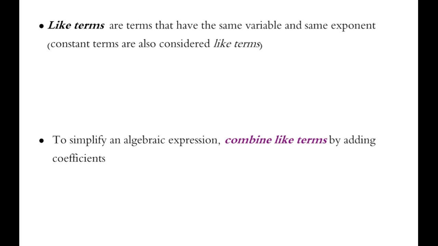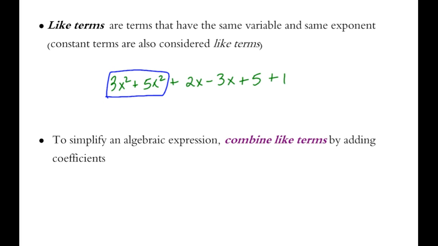Like terms, which I sort of just introduced on the previous slide, are terms that have the same variable and the same exponent, or constant terms would also be considered like terms. So if you have 3x squared, 5x squared, plus 2x minus 3x, plus 5 plus 1, these are like terms because they have both x to the second power. These are like terms because they have both just x. And, of course, these are like terms because they're both constants, and 5 plus 1 is just 6. So you should be able to visualize what you can combine here.